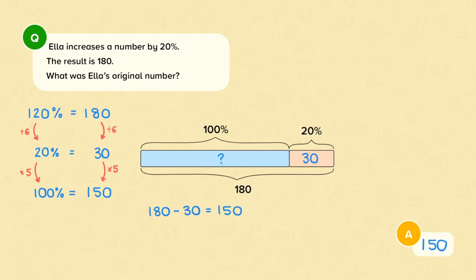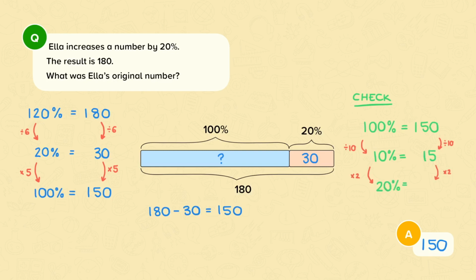How can you check your answer? We know that 150 is 100%. So let's find 10%. 10% is 15. So 20% is 30. 150 plus 30 is 180. We've checked our answer and we know we are correct.